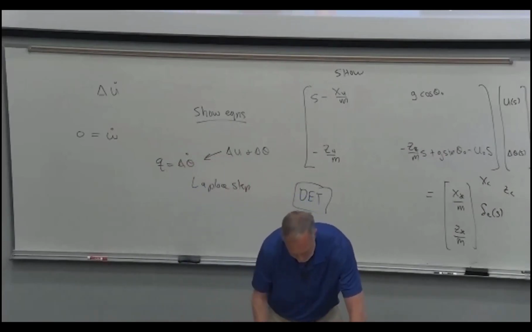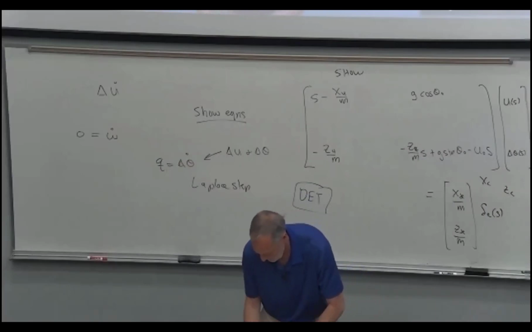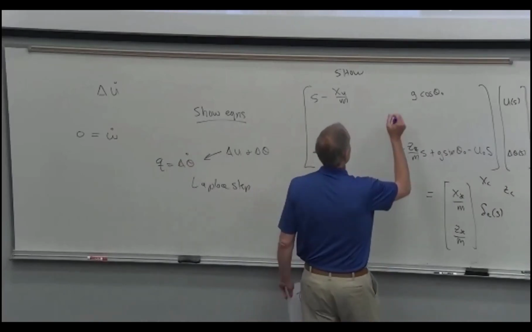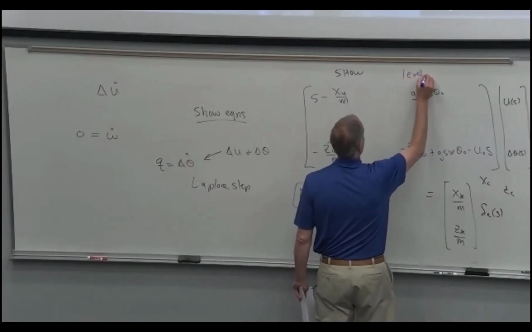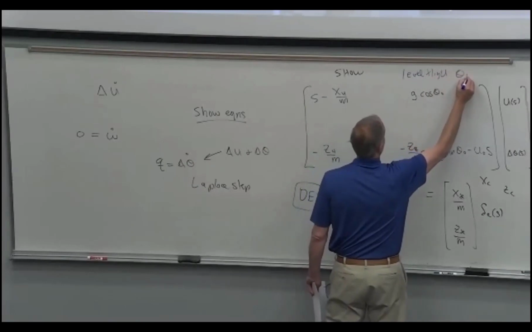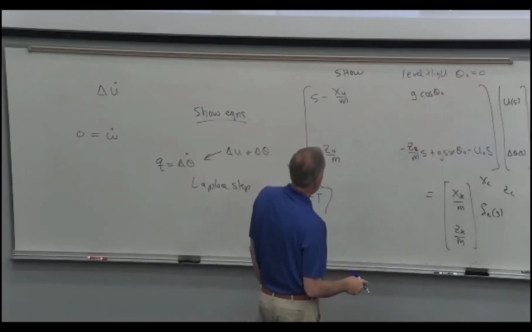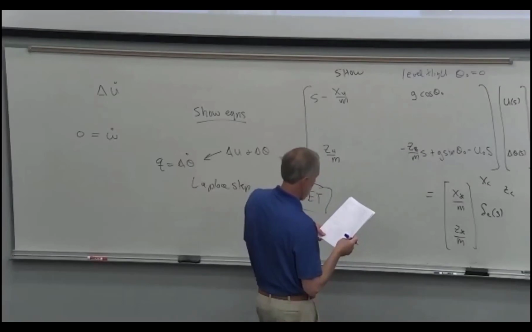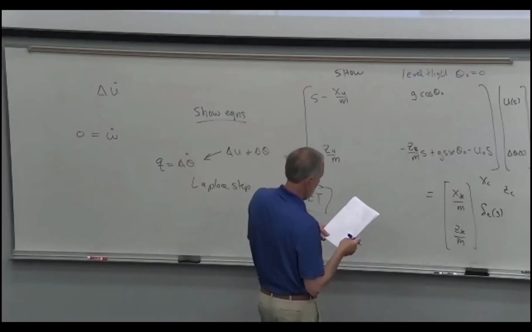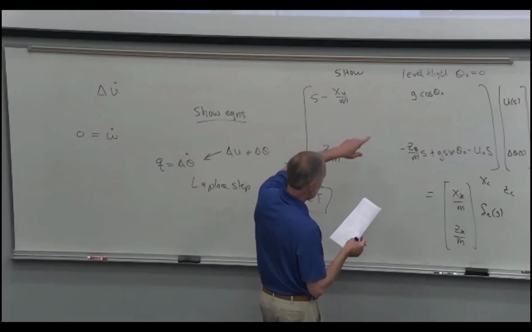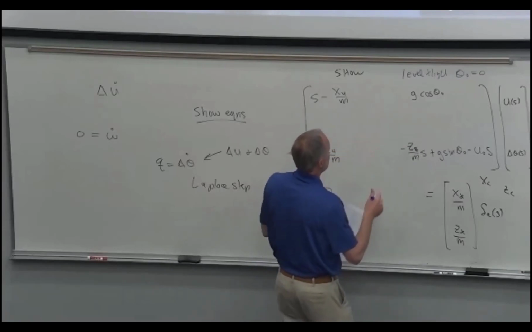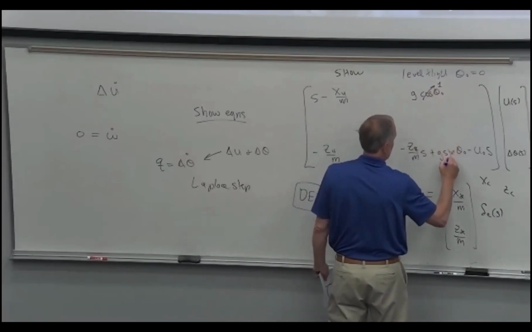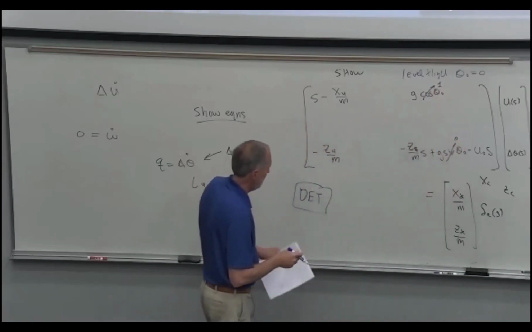Now, I didn't ask you to do this on your homework, but typically this is simplified a little further where we'll say we're in level flight where theta 0 is 0. Yeah, I just want to make sure I got my cosines and sines right here. Yeah, so if you do that, then this becomes 1, and this becomes 0. And so that knocks out those terms.